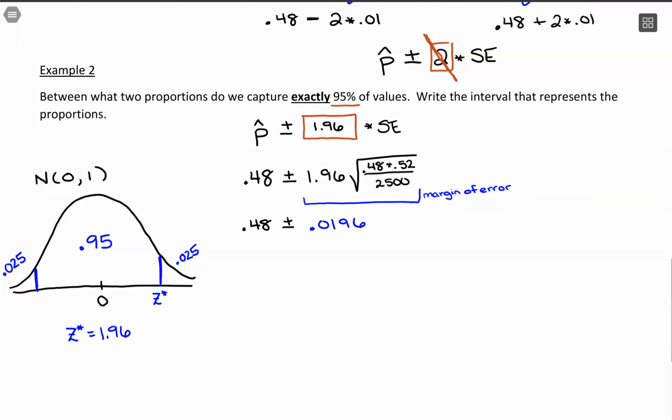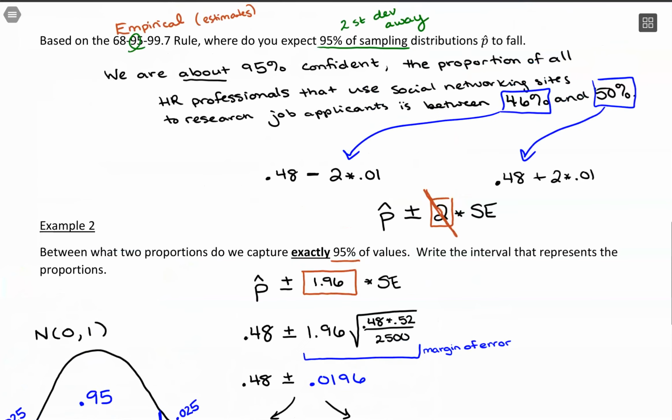And then your next step is going to be to split it up into the 2 cases. One case will be the subtraction of those 2 numbers to get your lower bound. And the other case, to get the upper bound, is to add those numbers. So lower bound, if subtracting, that'll be 0.4604. And then upper bound, adding, 0.4996.